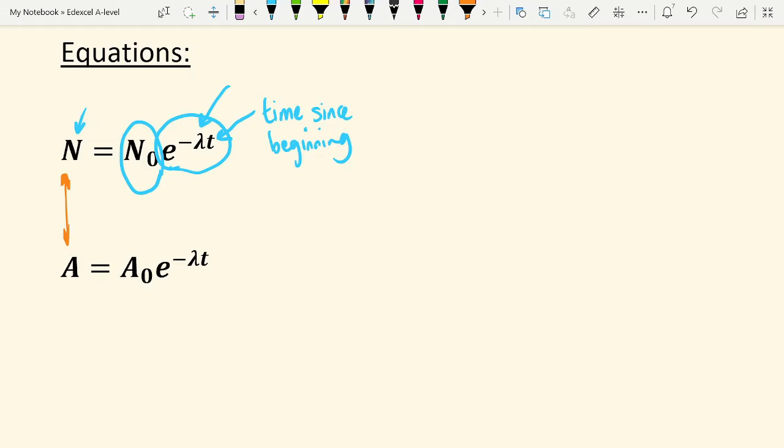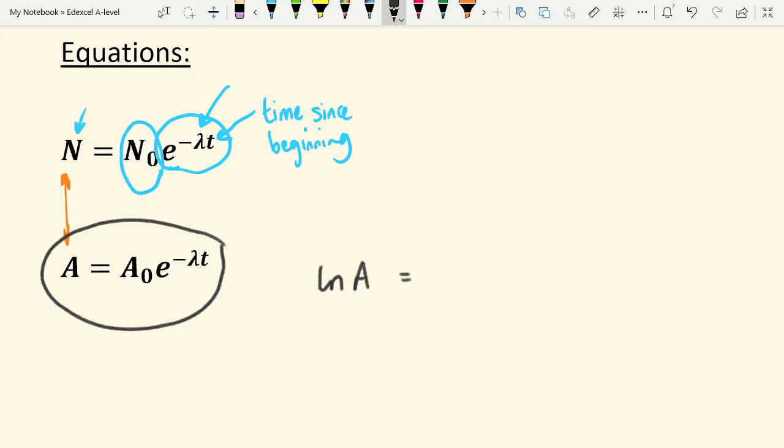So what can we actually do with these equations? So we'll use this activity equation on the bottom to do this. And we're going to take the natural logs of either side. So we have ln A is equal to ln A0. The natural log of e is 1, and so it just becomes minus lambda t. I'm going to rearrange that a little bit and say, okay, ln A is equal to minus lambda t plus ln A0.